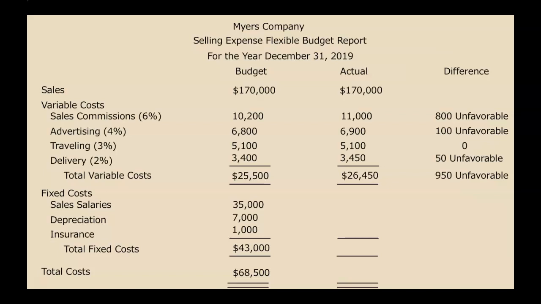Now, let's look at our fixed costs. We had sales salaries, depreciation, and insurance. Well, they're all fixed. So that means that they don't change, right? So we see zeros as our differences there because our budget and our actual amounts were all the same. Total cost, we take our total variable and add in our total fixed, and we get $69,450, which is $950 more than what our budgeted amount was, so it's $950 unfavorable.